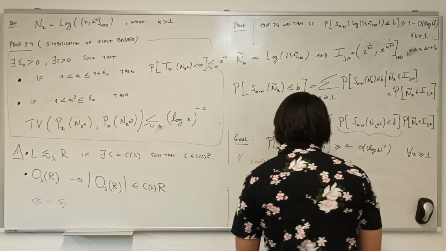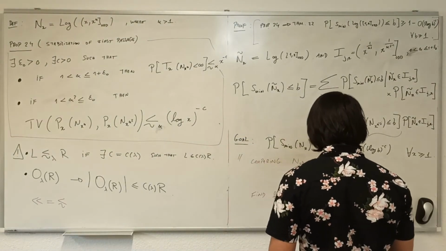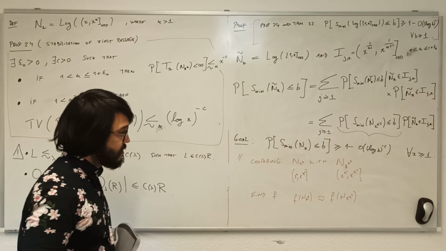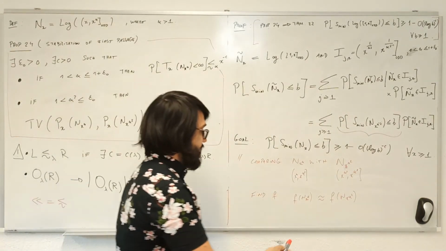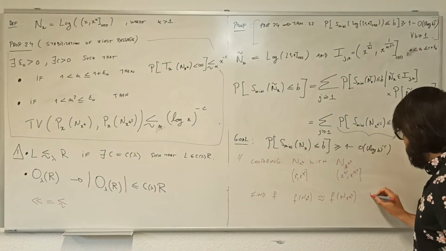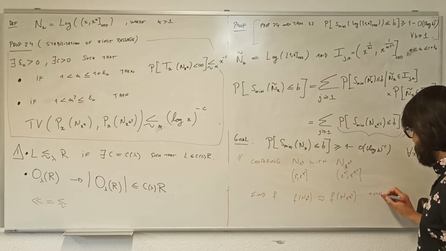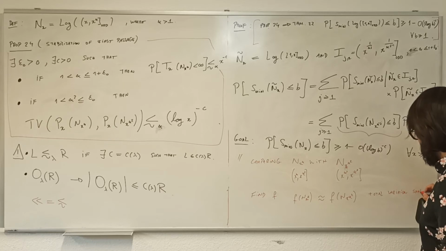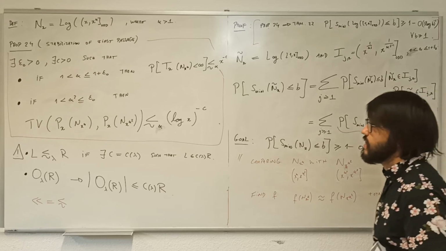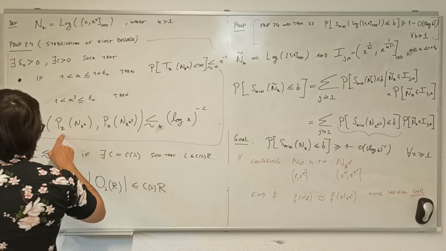Let me put alpha here and alpha squared. So you find f such that these are related in the total variation sense, meaning that the total variation is small. Okay, and that's what he's doing here. And he's taking the first passage function.